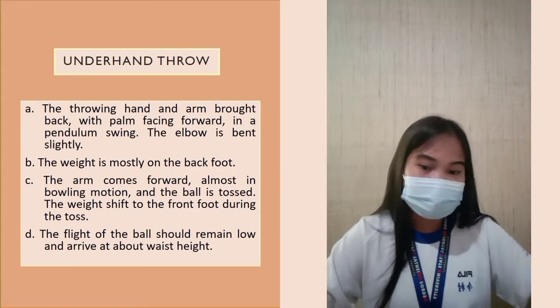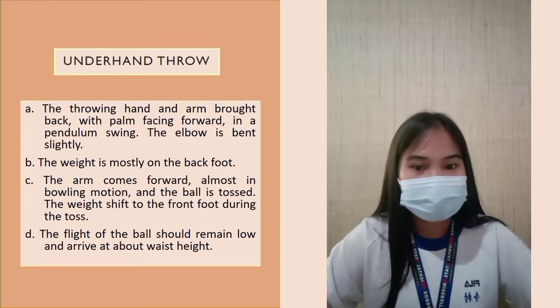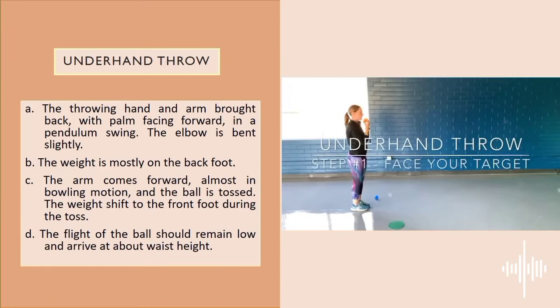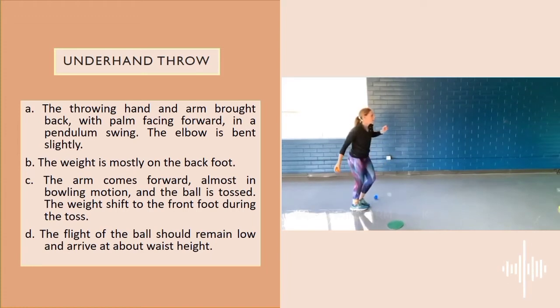We have the underhand throw. So if we have the sidearm throw, we also have the underarm throw. So how to do it? First, the throwing hand and arm are brought back with the palm facing forward in a pendulum swing. The elbow is bent slightly.